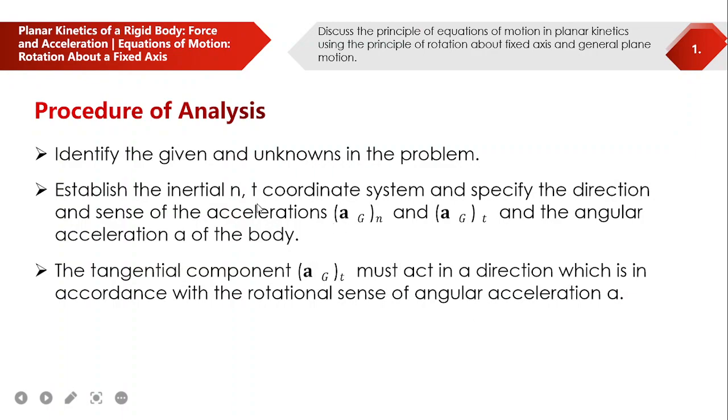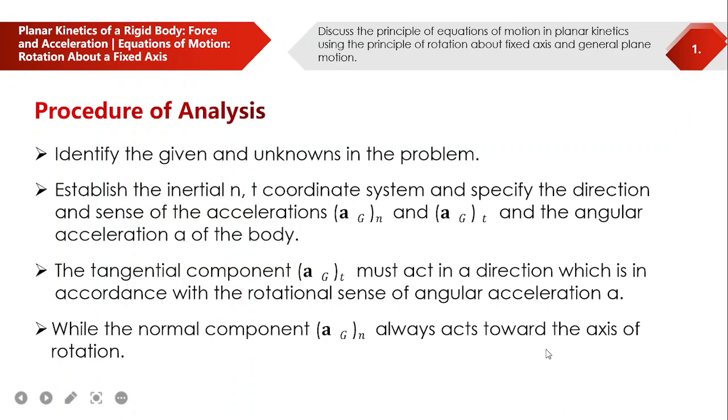Pag nag-establish ka ng inertial coordinate system ng components ng acceleration mo, yung a sub g sub t must be in a direction na accordance with the rotational sense ng angular acceleration mo. This is alpha. This is not A, but alpha. Okay? Take note of that one. So, while the normal component always acts towards the axis of rotation. So, kung saan yung center of rotation mo, dun din yung axis or the direction of your normal component.